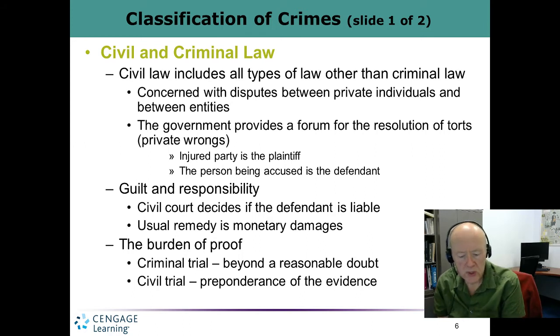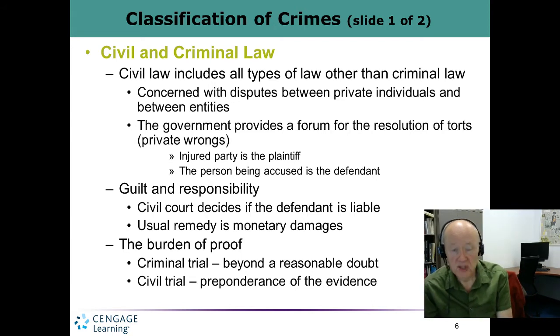Now, one of the ways we distinguish a criminal from a civil case is how much evidence, or what we call the burden of proof, has to be presented. In a civil trial, we are looking for a preponderance of the evidence, and this is a very crude way of looking at it.